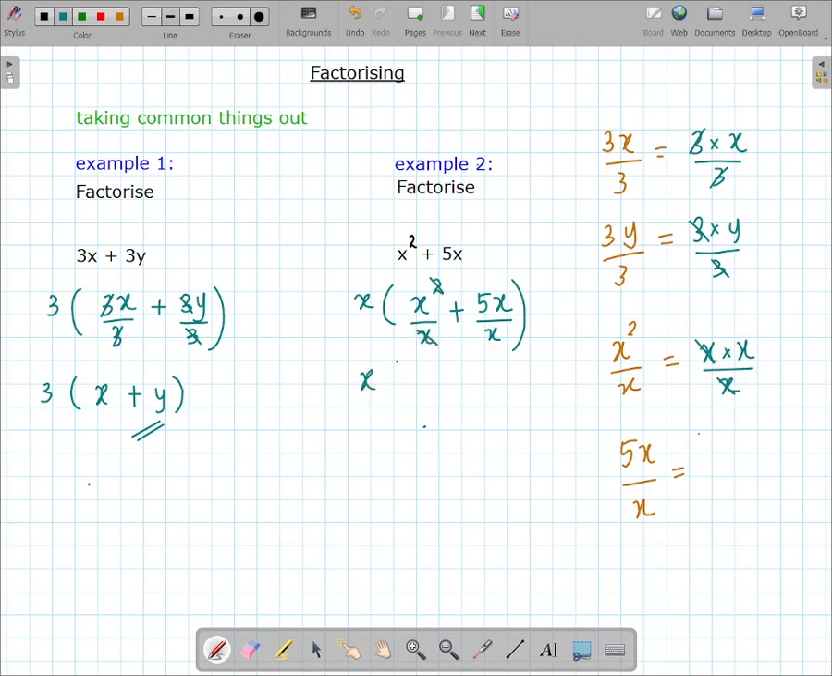x times open bracket x plus 5x divided by x. 5x means 5 times x divided by x. x and x get cancelled, 5 remains. So that's the answer, x times x plus 5.